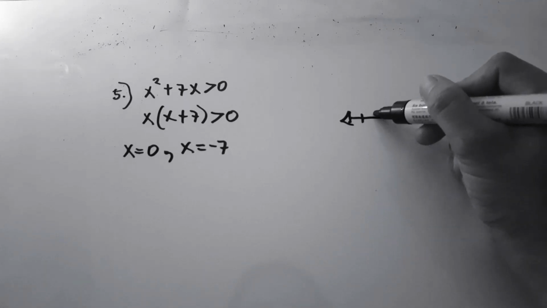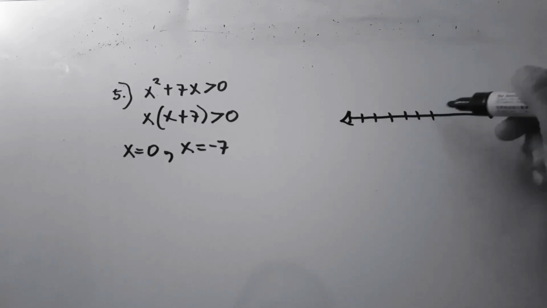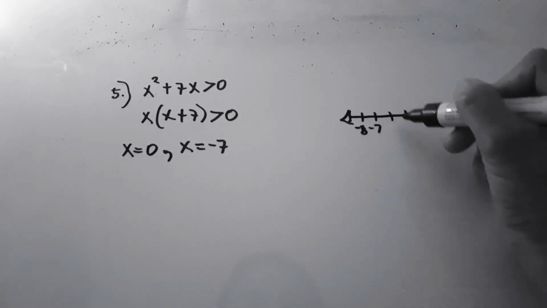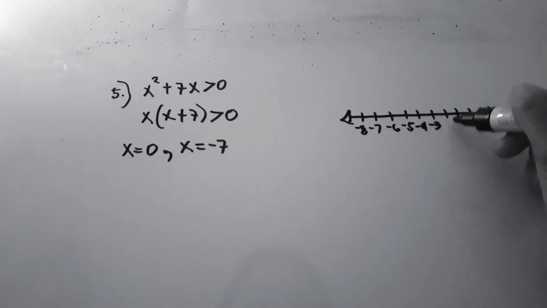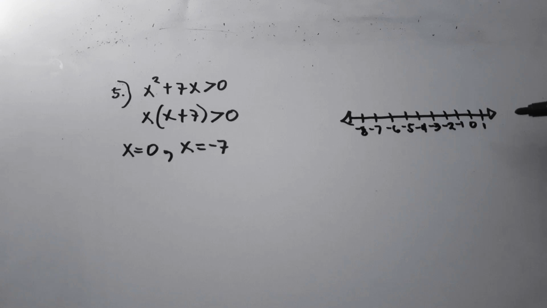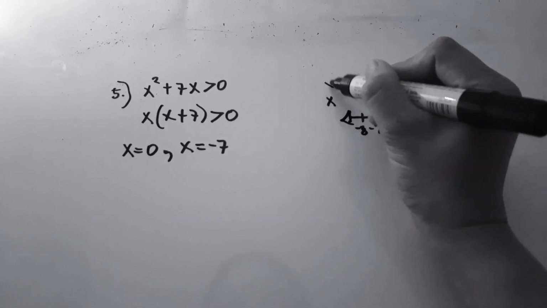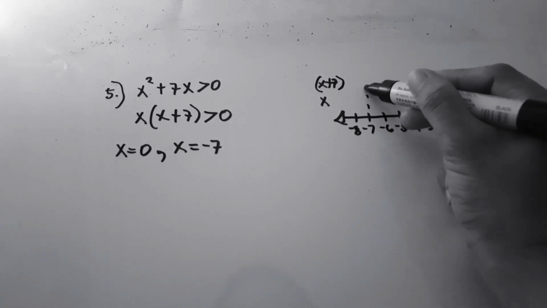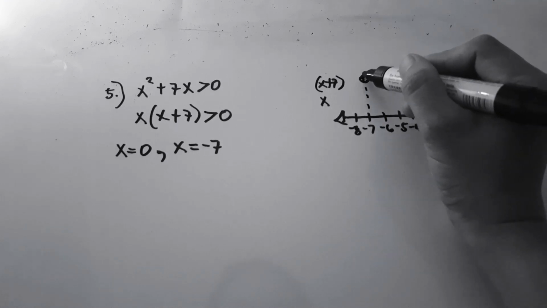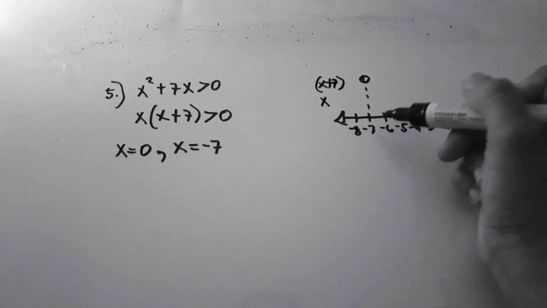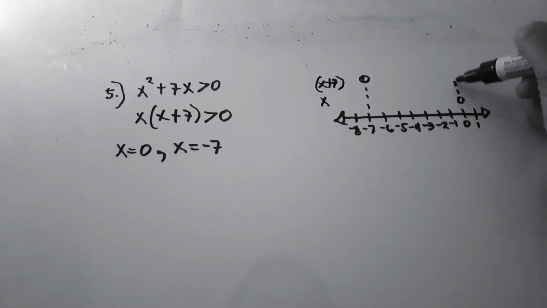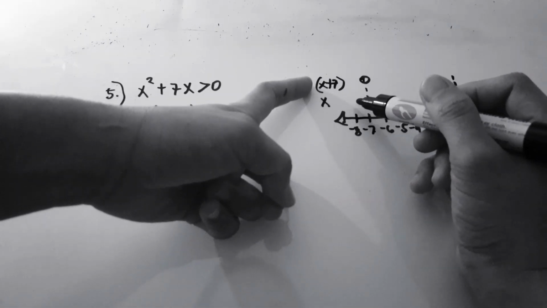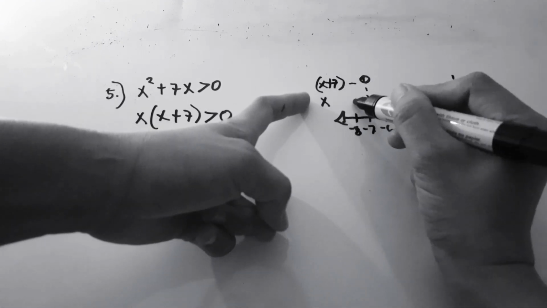So we have negative 8, negative 7, negative 6, 5, 4, 3, 2, 1, 0, 1 on the number line. Then the value of x plus 7, when x is equal to 0, is 7. Then if we substitute the value of x here, negative 8 plus 7 is negative, and x is negative.